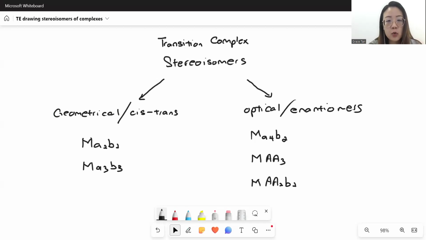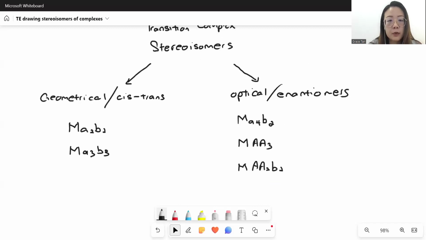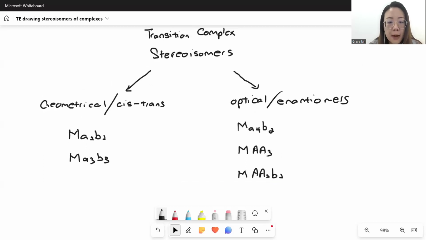Now, I'm going to teach you the representation, the so-called formula. Now, capital M indicates metal, okay? Anything that is a small letter, like A or B, indicates monodentate, okay? And if you look at the capital AA, capital AA means bidentate, okay? So I hope by now you would know what is monodentate, bidentate, and polydentate.